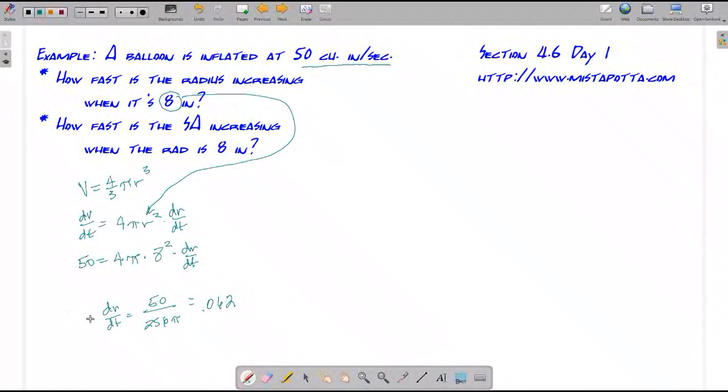But remember that this is the change in radius over time. So the thing is, the radius is increasing at 0.062 inches per second.